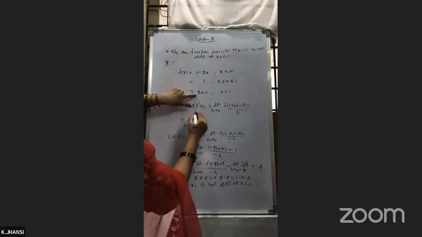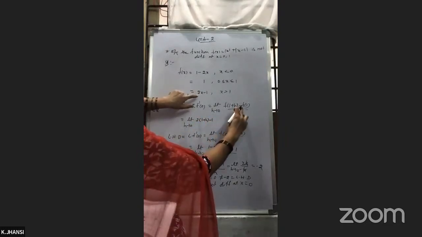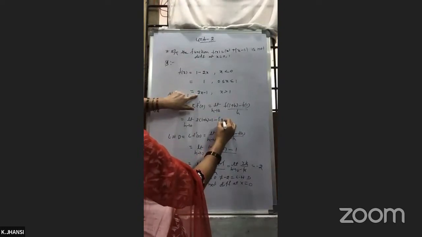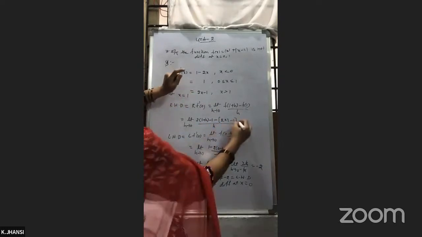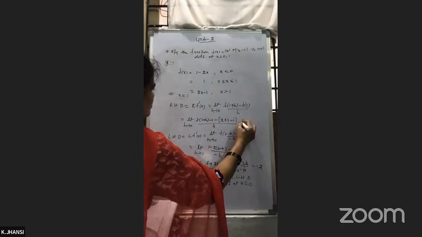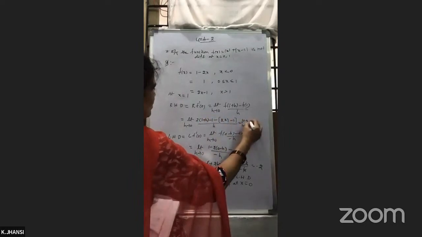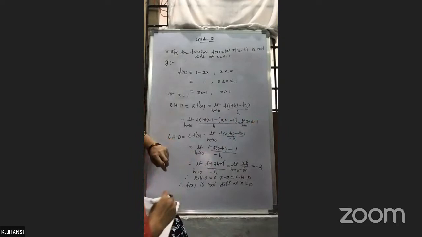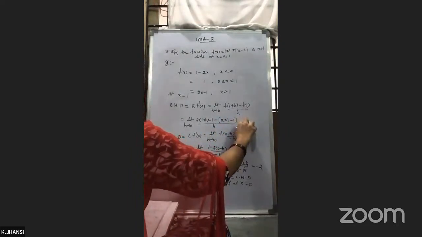So 2x means 2 into, in place of x you write 1 plus h minus 1, minus f of 1. And f of 1 is 2 into 1 minus 1 by h. If you simplify this, 2 plus 2h minus 2, oh sorry, minus 1. Just I am writing this one. At the simplification, I'll write here.